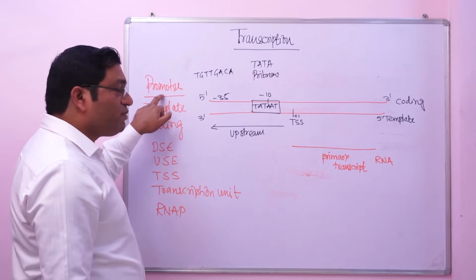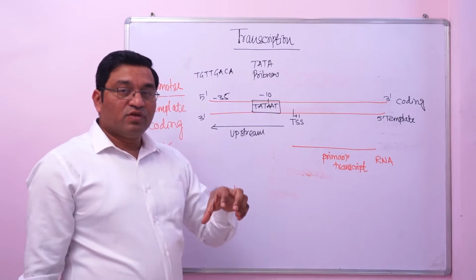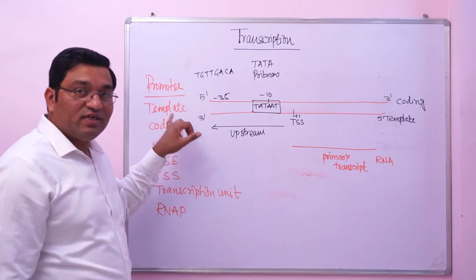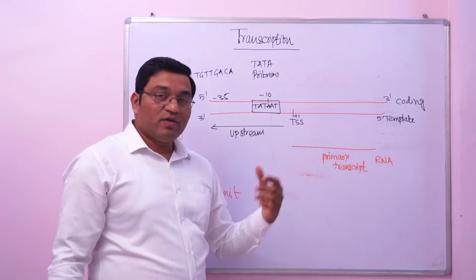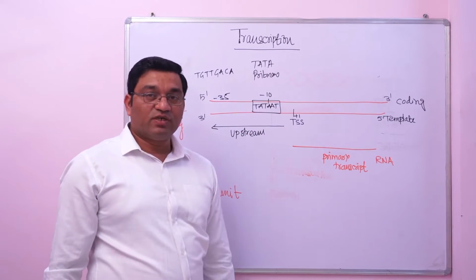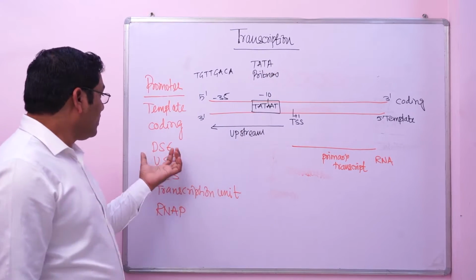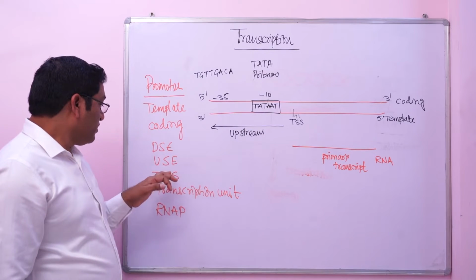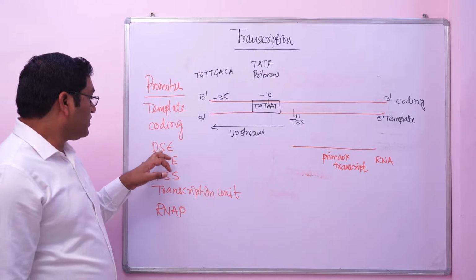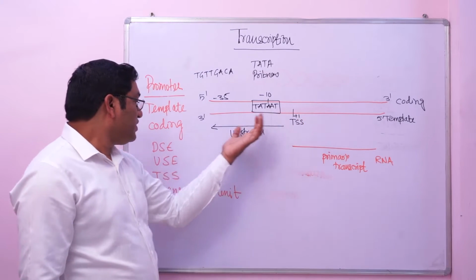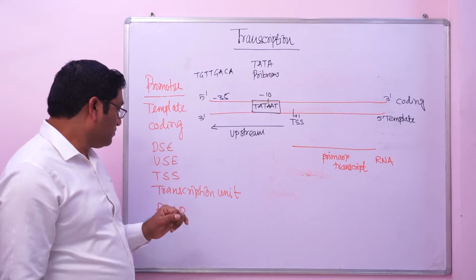Okay, so what do you mean by promoter region? It is the region where RNA polymerase can sit. What is the template? It is the strand from which the new RNA molecule is synthesized. Coding means the opposite strand of the template strand is known as coding. Downstream element means after the transcription start site, and upstream element means before the transcription start site.